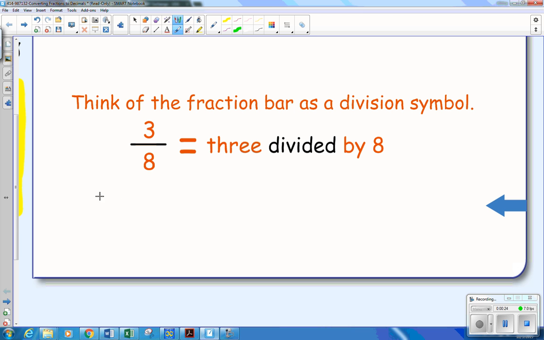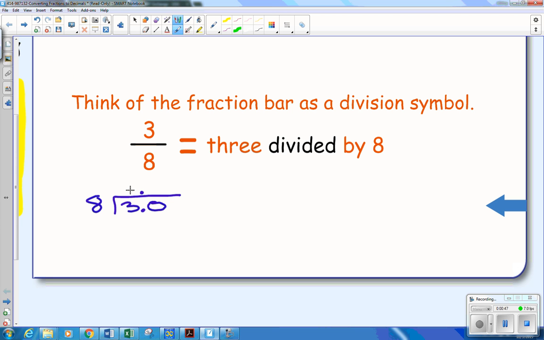The bottom number always goes outside. We have 8 going into 3. And 8 cannot go into 3, so we know we're going to have a decimal here. So I put a decimal and I can add a 0 or 2. Right now I'll just add 1. But if I add a decimal inside the division sign, I have to add one right above it, and I try to keep those straight.